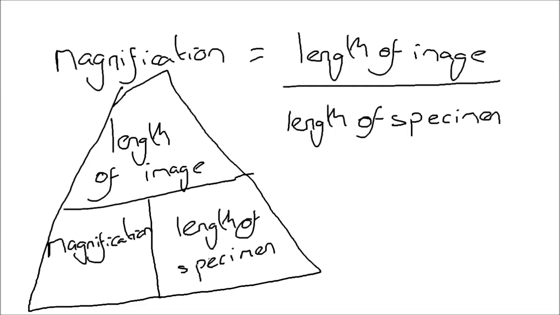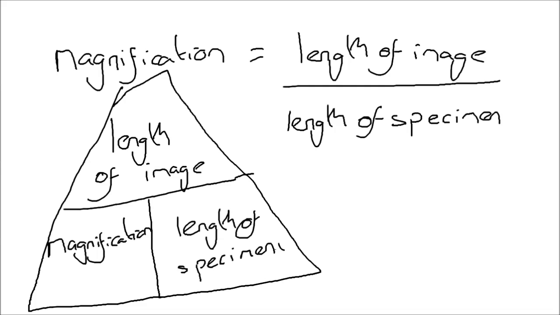And then what you do with that, if you wanted to work out, say, the length of the specimen, you'd put your finger over that, usually draw it out, and then you work out that the length of the specimen is equal to the length of the image divided by the magnification. Or if you want to work out the length of the image, then it's magnification times length of specimen. Or if you wanted to work out the magnification, then it's the length of the image divided by the length of the specimen. And that's quite an easy way if you struggle to rearrange formulas in an exam and you just want to learn something to be able to do magnification questions.